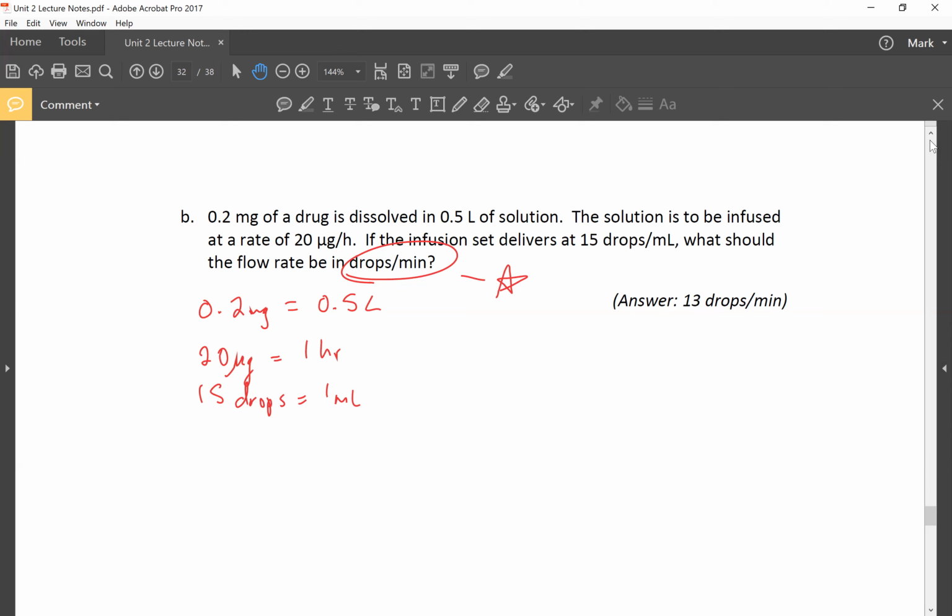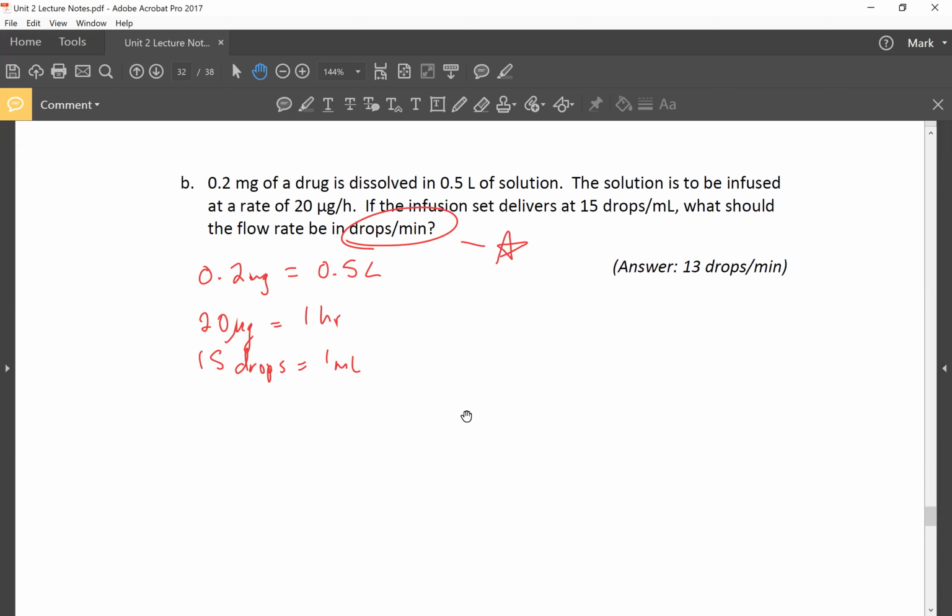So you don't need to do it if you have no idea, that's okay, but I'll give you a minute to just try this one. The answer, I think, is 13 drops per minute. Let's just see if you can do this one, and I will be back.